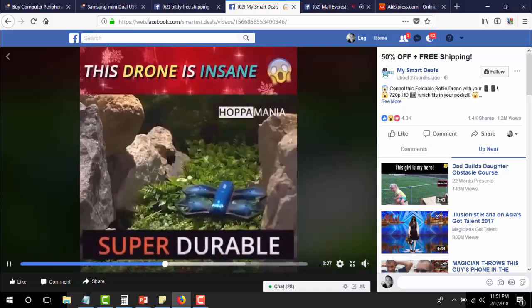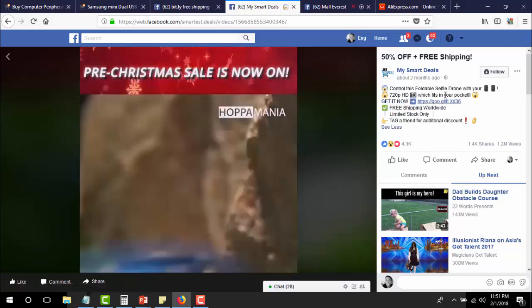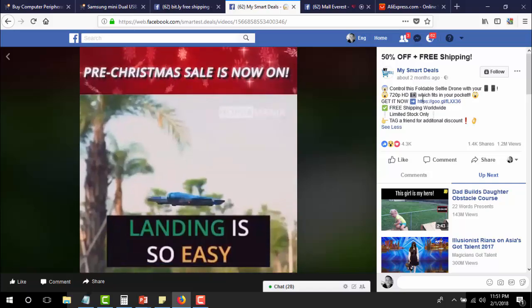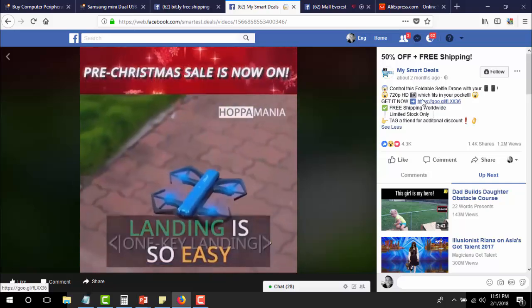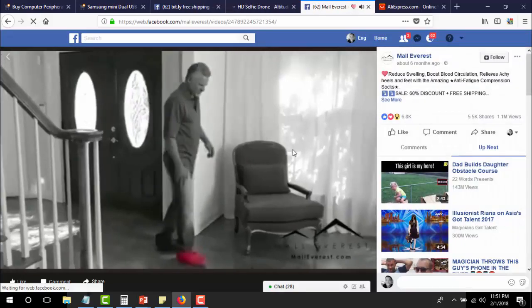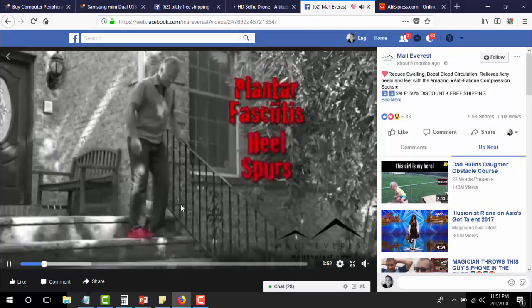It has a lot of functions. You can get it. It's a hot demand. You can sell it, market it well, and sell it with full profit. So this is a selfie drone. So let's see how much is being sold here. It's a hot product.